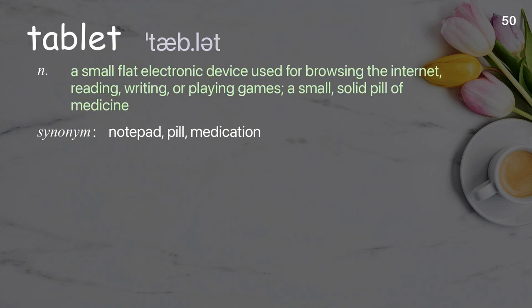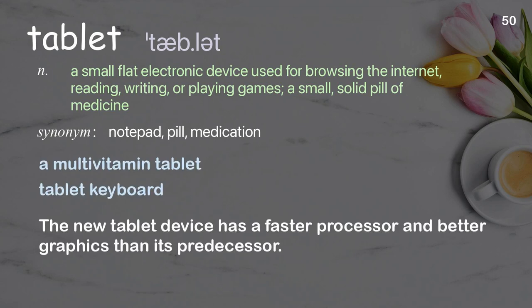Tablet. A small flat electronic device used for browsing the internet, reading, writing, or playing games. A small, solid pill of medicine. Examples: a multivitamin tablet, tablet keyboard. The new tablet device has a faster processor and better graphics than its predecessor.